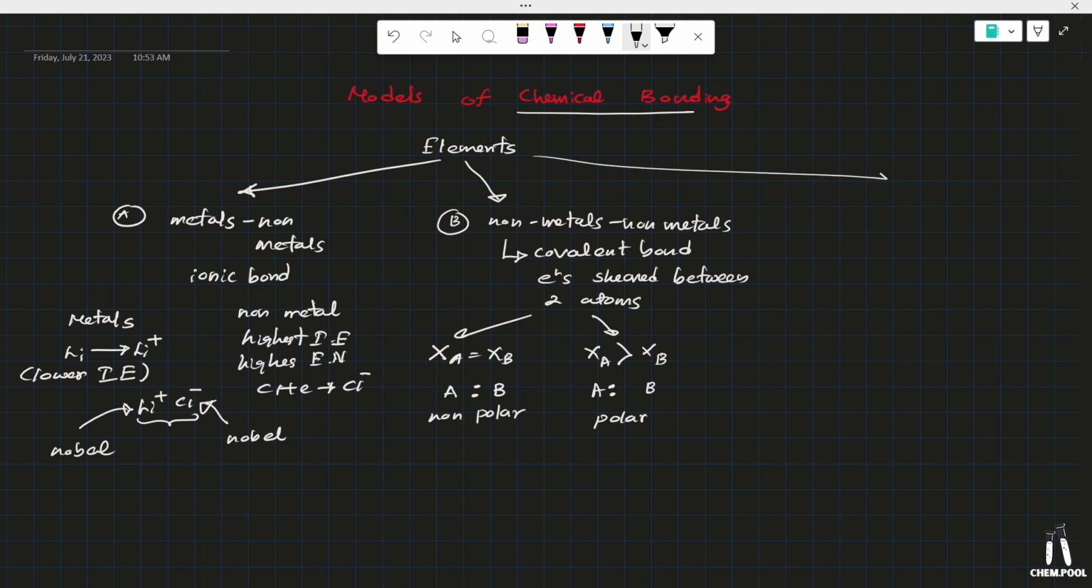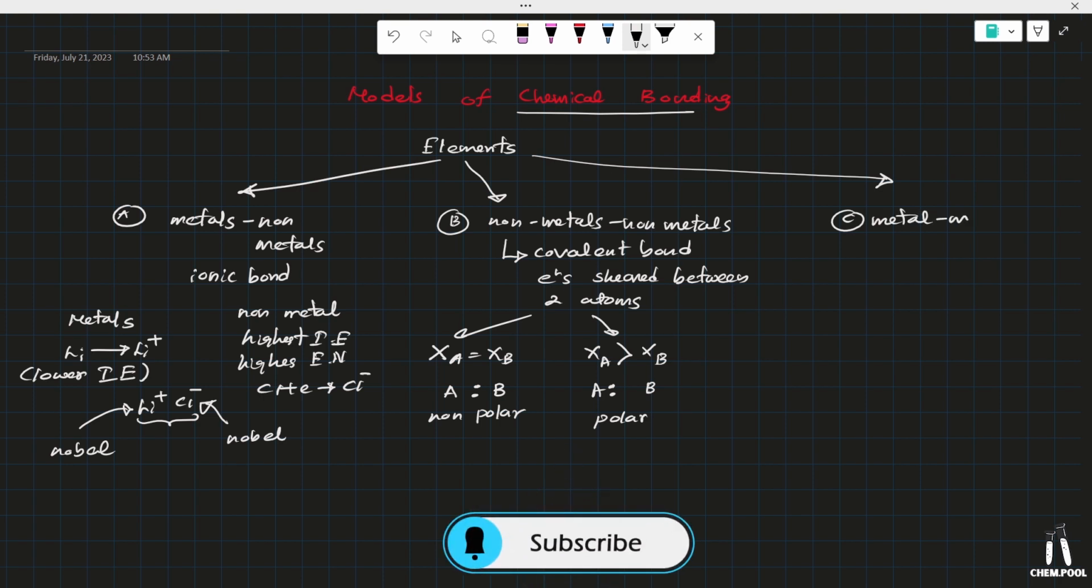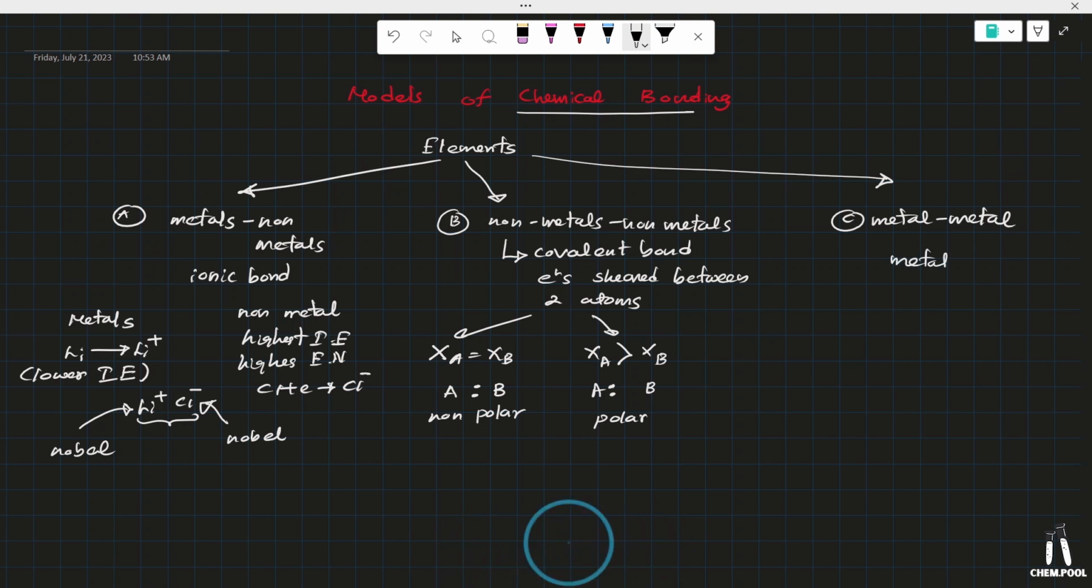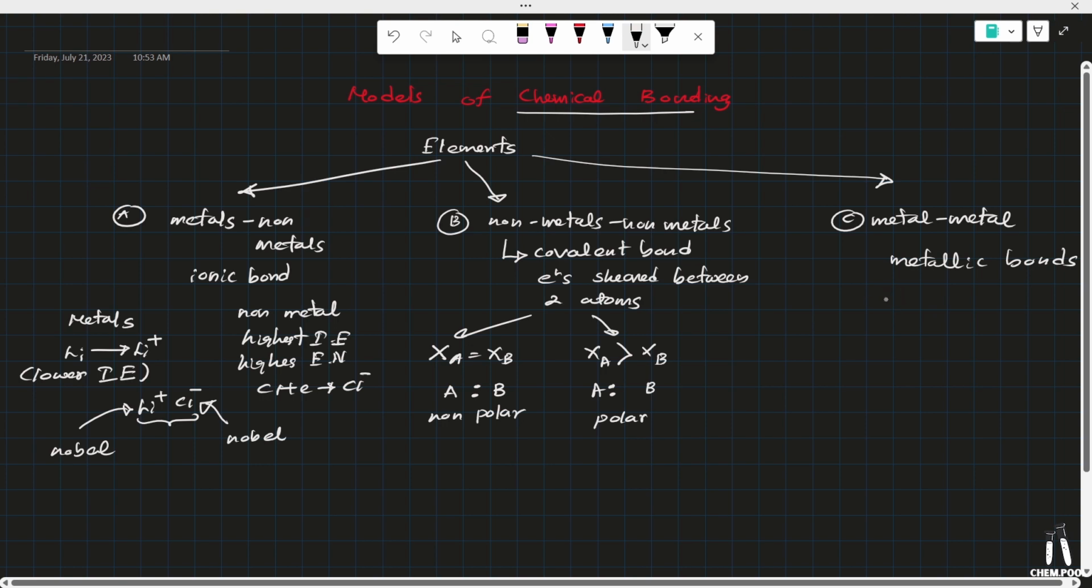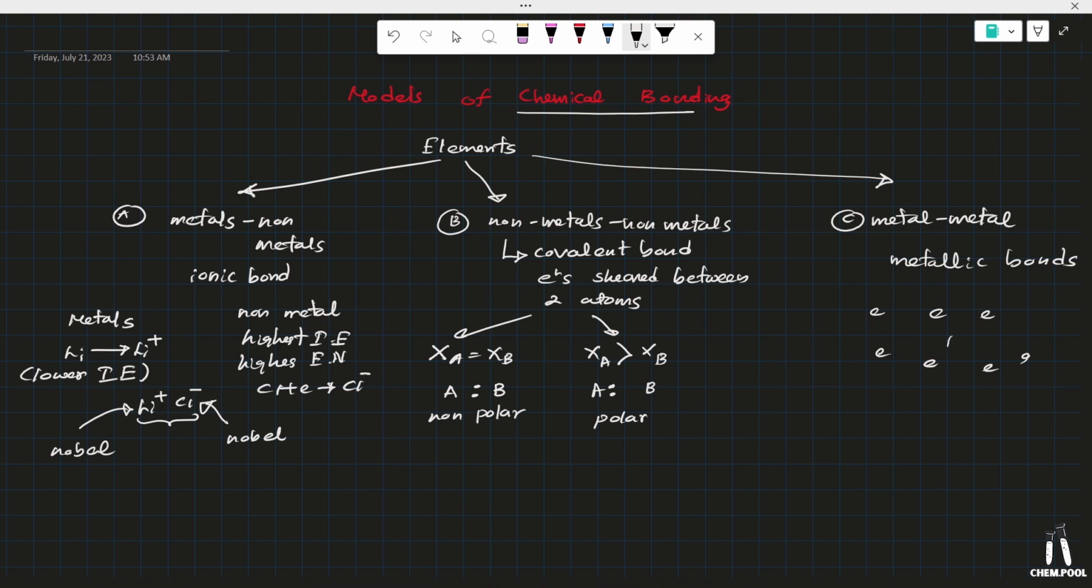Then third one is what happens if metal combines with another metal. That's metallic bonds, right? We know that there is an electron pool like this and cations. For example, sodium metal loses electrons to give sodium plus. It's easy. This is a little bit of introduction for this topic.